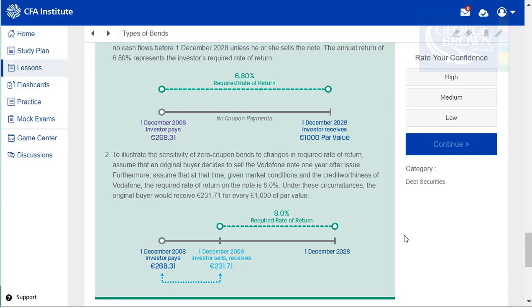Present value equals future value divided by 1 plus R to the n. Increase R, you're going to decrease the present value. So you can see here 1 year later, n equals 19 and R equals 8%. We do the present value calculation, and you can see that the price dropped from 268 to 231.71. I just wanted to show you, you might be reading through the text and saying, well, where did those numbers come from? It's just a simple present value calculation, easy.